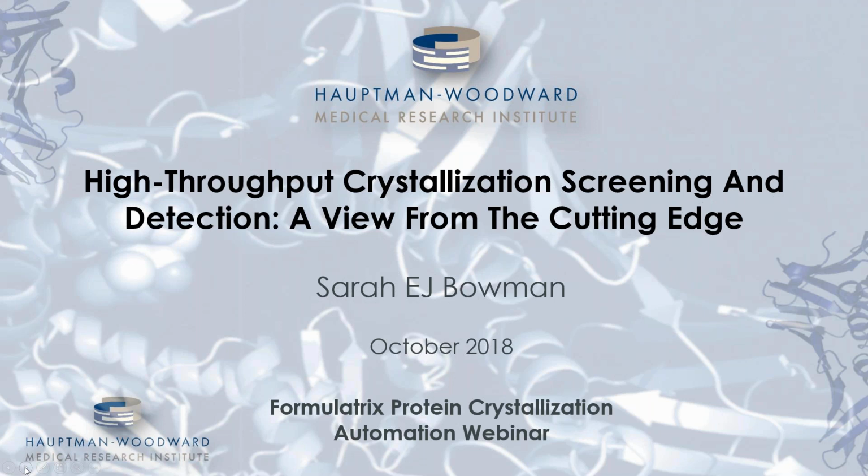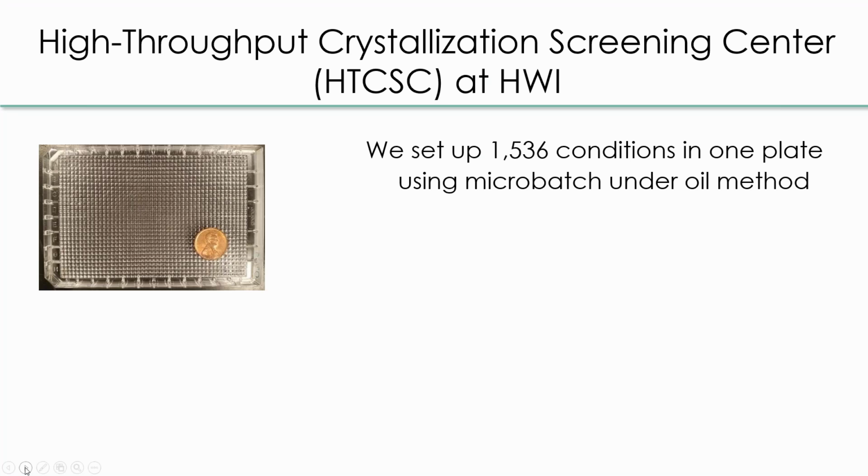So I'm going to tell you all a little bit about some of the things that we're doing at HWI in the High Throughput Crystallization Screening Center, and a lot of the work that we're excited about starting. First of all, as an introduction for anybody who is not familiar with us, we are in Buffalo, New York, and we are a center that is really available for anybody to use. You can send your samples from anywhere in the world for us to set them up for very sparse screening.